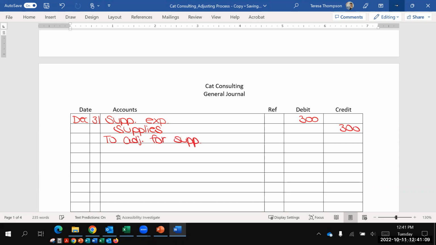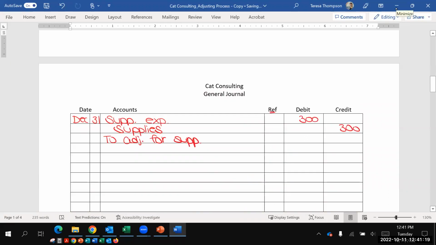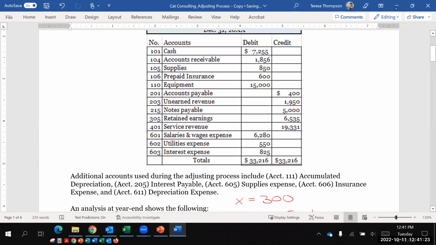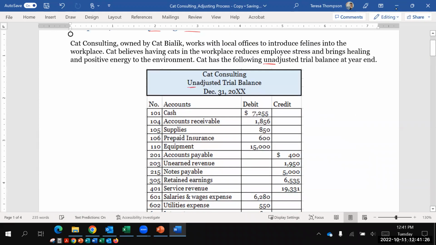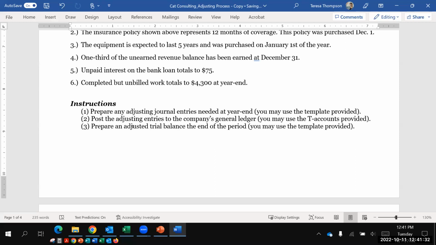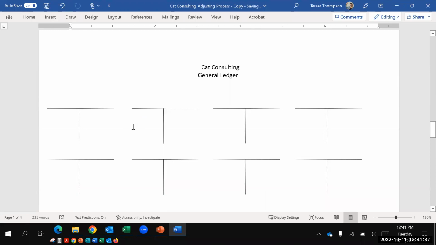Now let's talk about this reference column. Okay, we use it when we post. We know that we're going to have to post as part of the adjusting process. So what you might actually want to do first, depending on your comfort level, is remember all those beginning balances that we were given up here from the unadjusted trial balance. You might want to kind of skip the journal entries and go right to the general ledger just to put in the beginning balances. So if you scroll down a little bit, I gave you that general ledger, so you can start to fill in your different accounts.